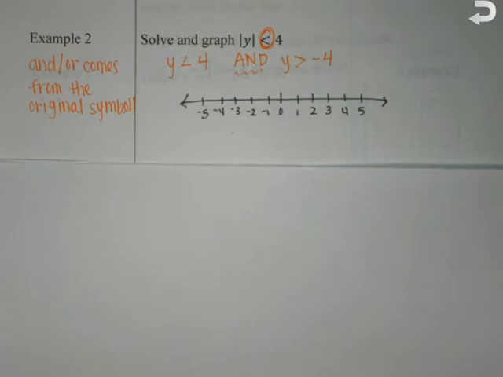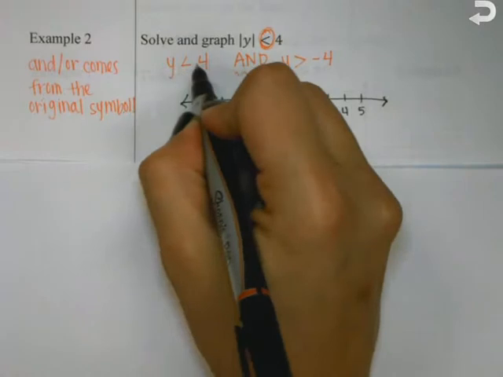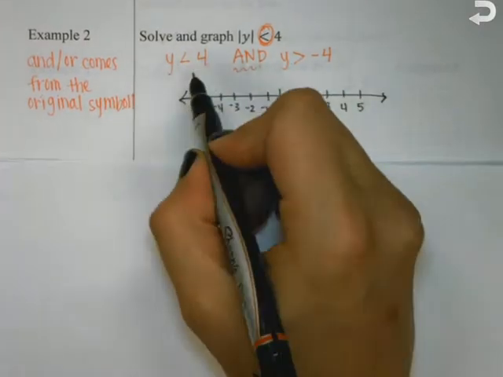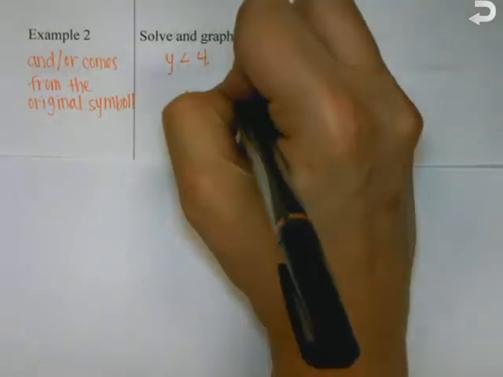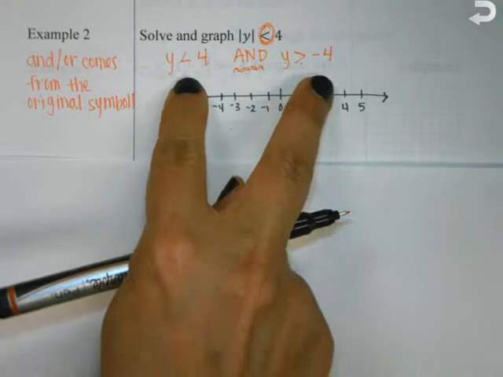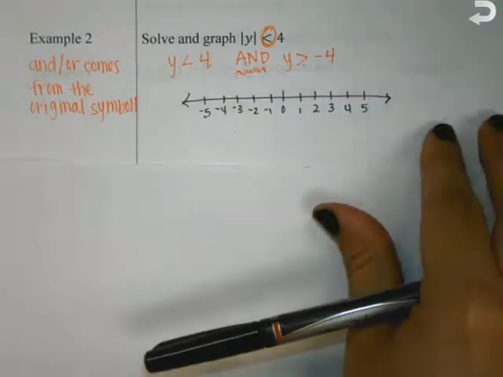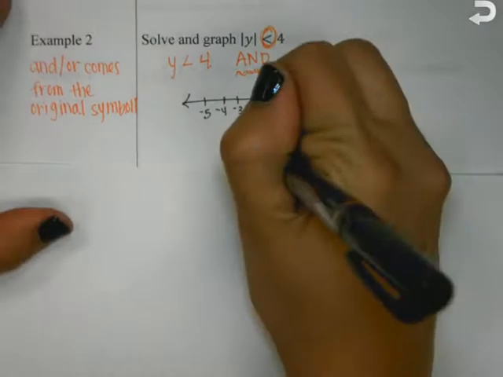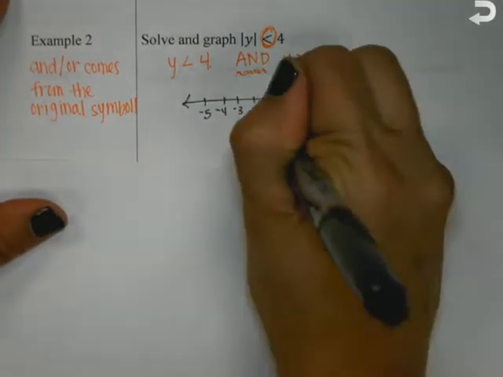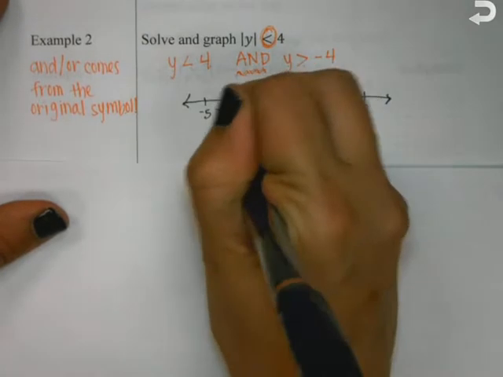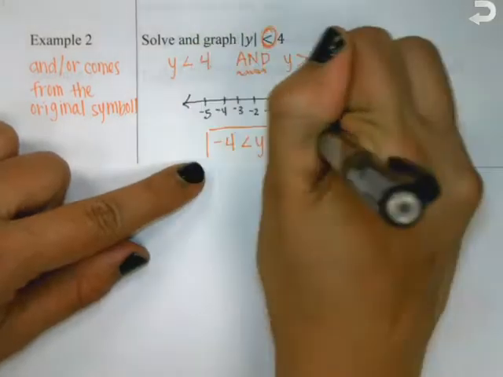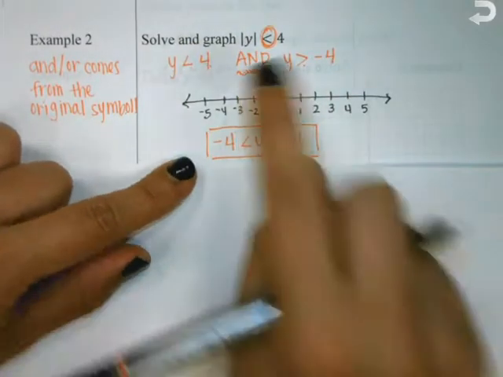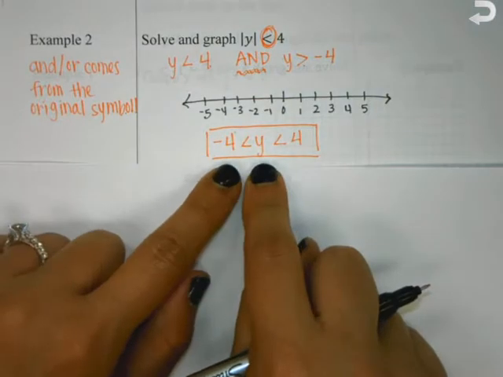So since our answer here is y less than 4 and y greater than -4, because our word is and, we can actually combine these two inequalities into one. So our answer will actually be in the middle: y is less than 4, and y is greater than -4. Now we can only write our answer like this when our word is and. So when our word is and, our answer is actually going to end up being one set of inequalities that looks like this. But to graph this, we are going to do it on the number line.